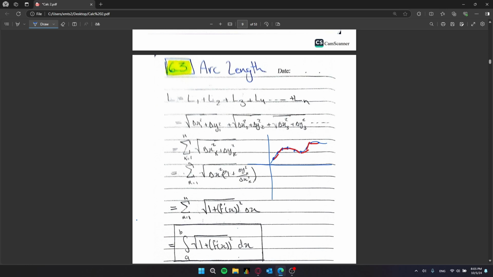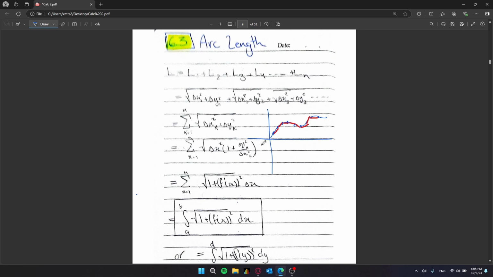Why do we want to take out delta x? You'll see why in just a moment. You take out delta x as the common term. You have delta x squared all under the root, the square root of delta x squared times 1 plus delta y squared over delta x squared. Now, does this make sense?